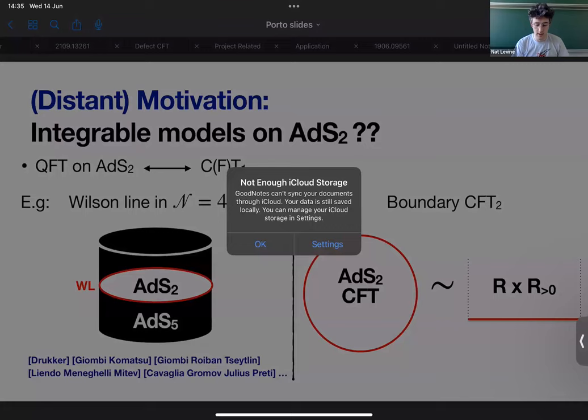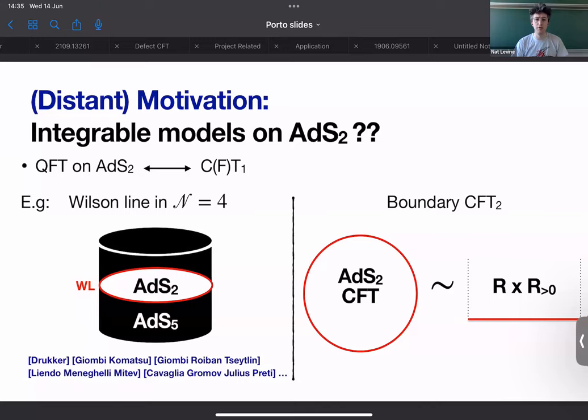You could ask, can you have some kind of solvable quantum field theories on AdS2? And of course, we quite like quantum field theory on AdS2 because this kind of theory is amenable to CFT techniques, right? Because we know that the boundary correlation functions satisfy the axioms of a conformal theory in one dimension. So conformal field theory, but just without stress tensor. So we know examples which smell like integrable QFTs on AdS2.